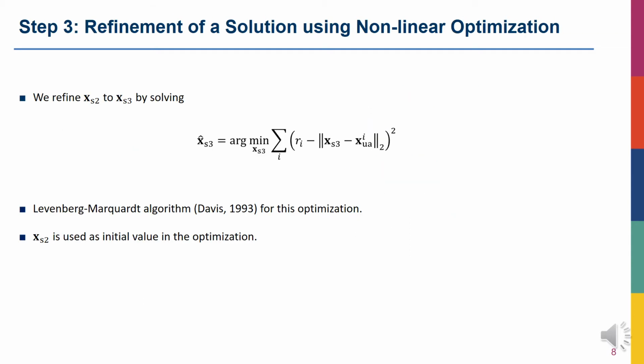The last step is to refine the solution using nonlinear optimization. We refine XS2 to XS3 by solving the following equation. Here, XS2 is used as an initial approximation of XS3 in optimization. We use the Levenberg-Marquardt algorithm for this optimization. As a result, we obtain XS3, which is the final output of our multilateration approach.